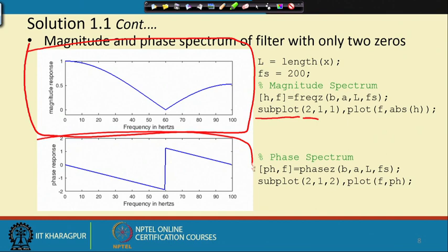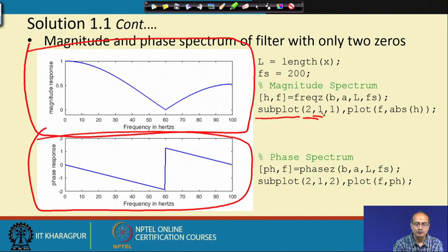Next, we talk about the number of columns. It could be divided in the form of a matrix. Here we need only two slots. So, we have divided into two rows, and we have given 2, 1 as the grid we have chosen, and out of that, the first slot is where we would like to make this plot. What is this plot? With respect to the frequency axis f, which we get out of the function freqz, we would like to plot the absolute value of h, that is the magnitude spectrum.